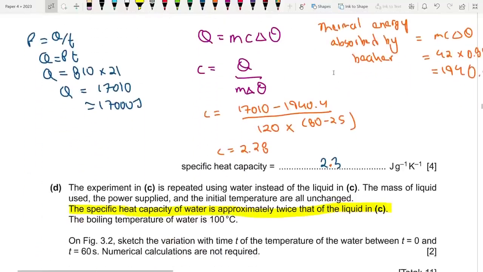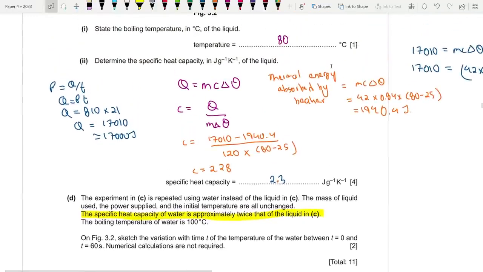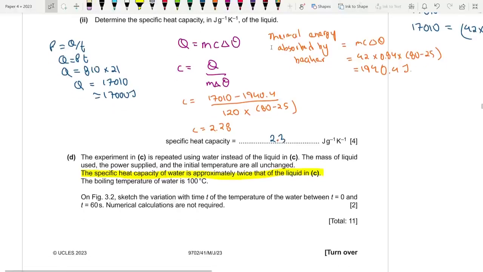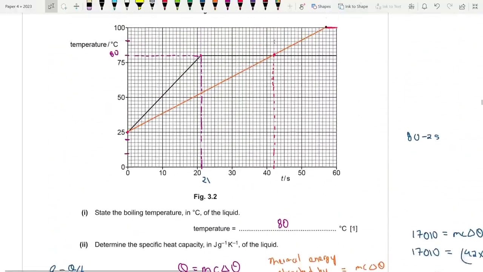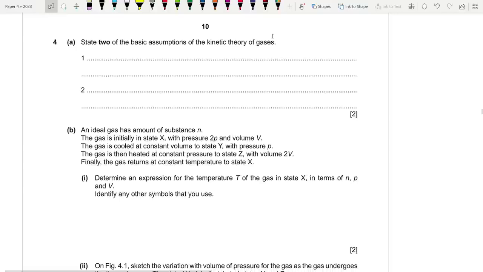Hopefully I could clarify, guys. So if you have double the heat capacity, the gradient will become halved, and if you have half the heat capacity, the gradient will become double. It's inverse. Okay, inversely related. Fine. Moving on to question number 4.